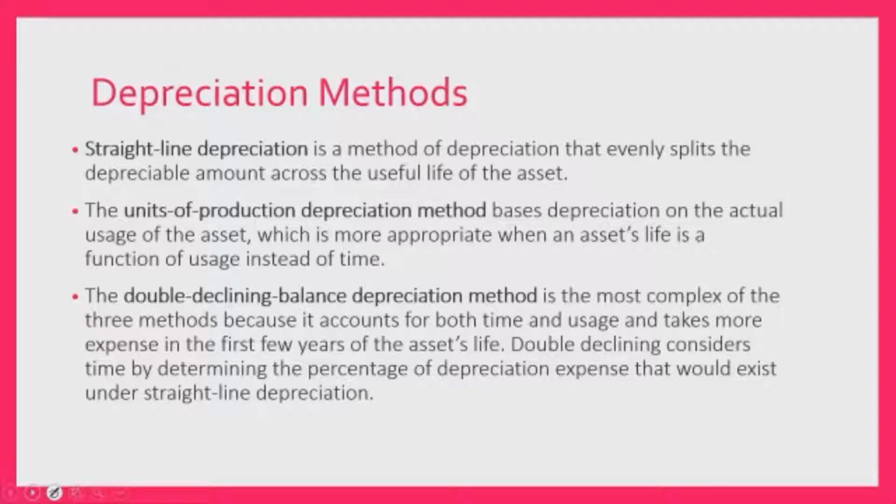Straight line is over the life in years. Units is over its production capacity. So this might be a printing equipment, or maybe equipment that makes bottles, plastic bags, or something like that. The double declining balance depreciation method is the most complex of the three because it accounts for both time and usage and takes more expense in the first few years of the asset's life. Double declining considers time by determining the percentage of depreciation expense that will exist under the straight line depreciation.